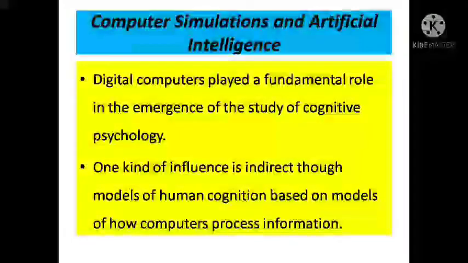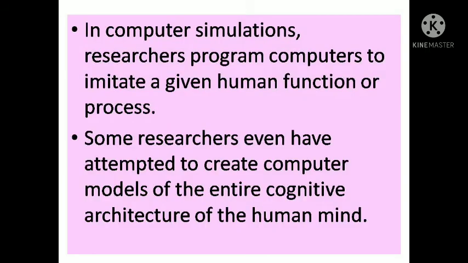Next research method, computer simulations and artificial intelligence. Digital computers played a fundamental role in the emergence of the study of cognitive psychology. One kind of influence is indirect, through models of human cognition based on models of how computers process information. In computer simulations, researchers program computers to imitate a given human function or process. Some researchers even have attempted to create computer models of the entire cognitive architecture of the human mind.